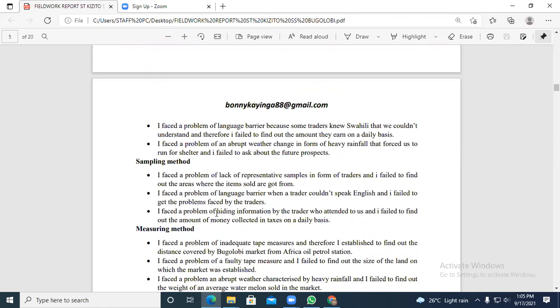And then holding of information, failure to reveal certain information to you, or what you call hiding of information. It is also another challenge of sampling.